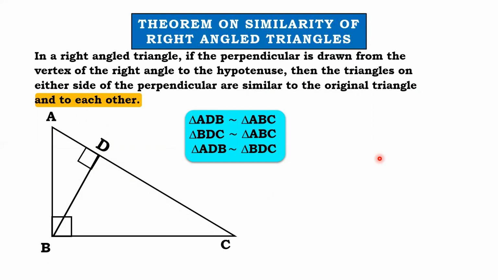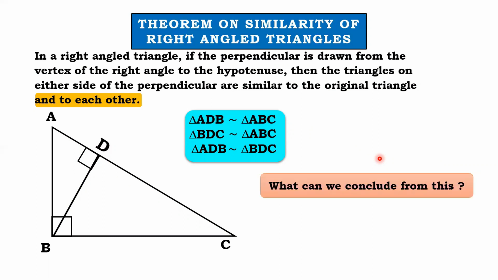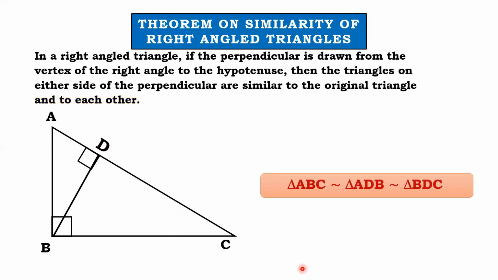Now students, it's very important to understand when we use this theorem. It's very clear. There should be a right angle triangle. From the right angle, a perpendicular should be drawn to the hypotenuse. If these two conditions are available in the figure, we can use the theorem on similarity of right angle triangles. And what can we conclude from this? We can conclude that the three triangles, the two small triangles and the original triangle, are similar to each other. That means all three triangles are similar. So triangle ABC is similar to triangle ADB, similar to triangle BDC.